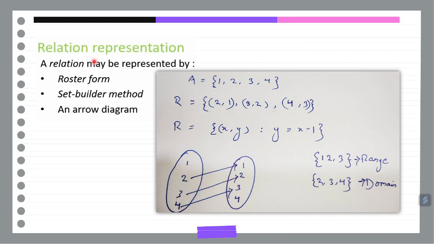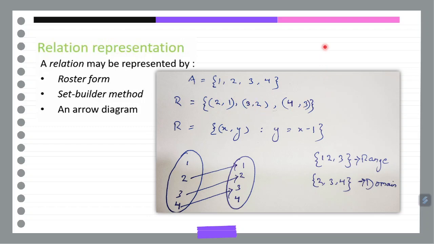Next is relation representation. A relation may be represented by a roster form, set builder form, or arrow diagram. Just like a set A, which is {1, 2, 3, 4}. If we define a relation from set A to A where x is equal to y plus 1, the set will be (2, 1), (3, 2), and (4, 3).